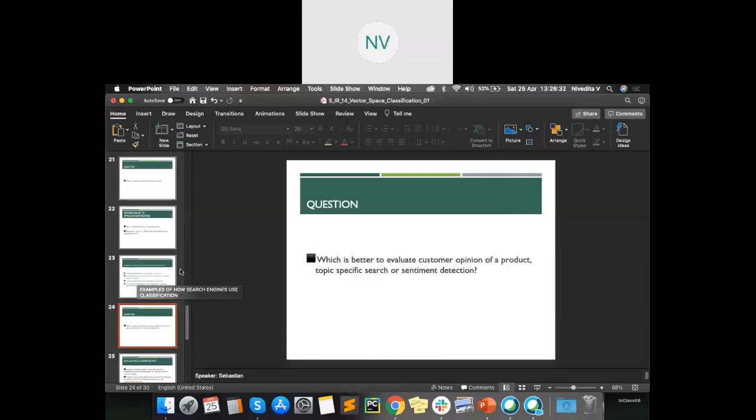My question is, which is better to evaluate the customer opinion of a product: topic-specific search or sentiment detection? I guess sentiment detection would work, because based on the reviews by people who have already bought the product or watched the movie, the positive and negative comments might be helpful in deciding the customer opinion.